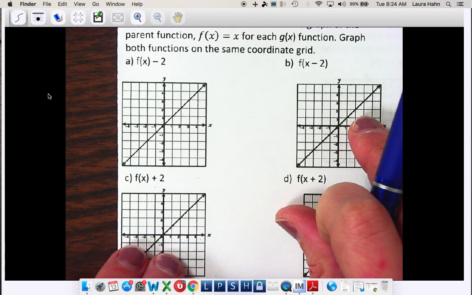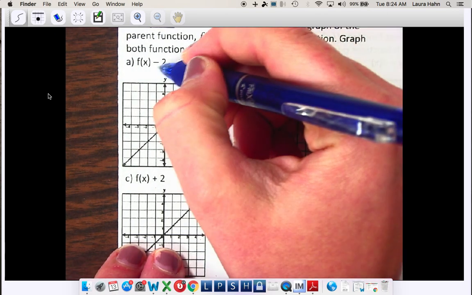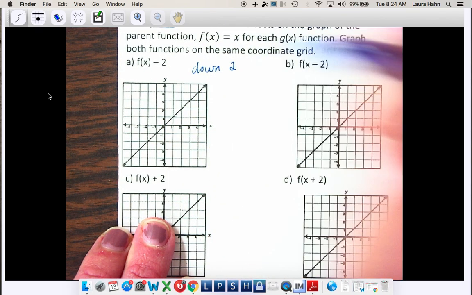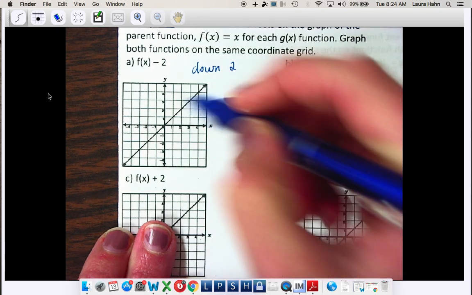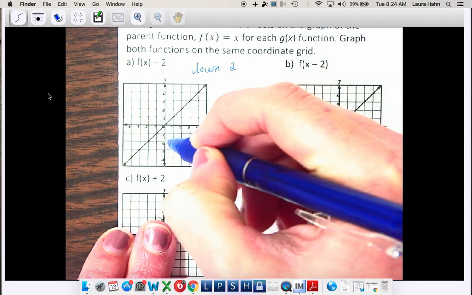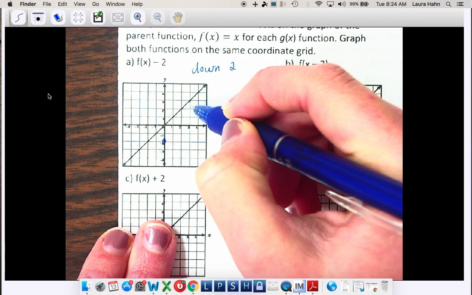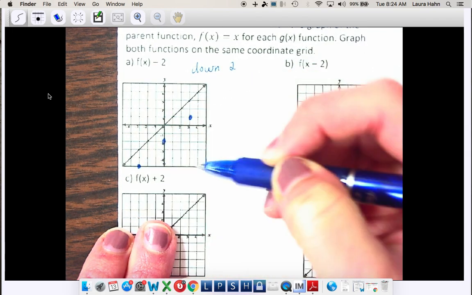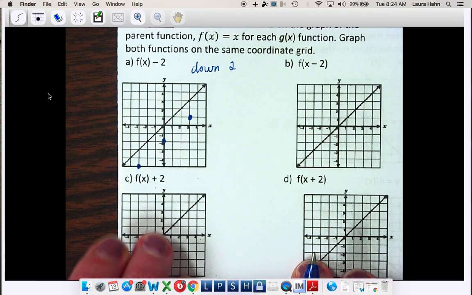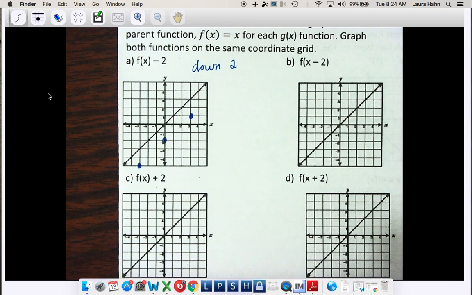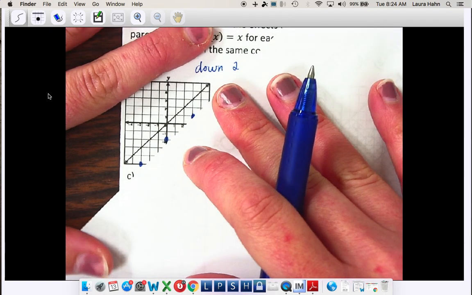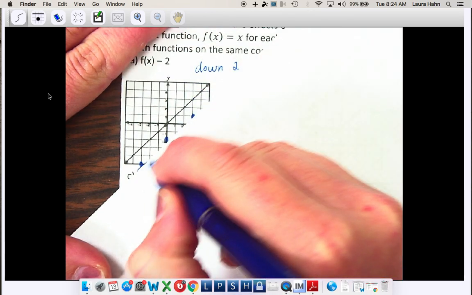Okay, so we're just going to graph what these look like. I know that I'm subtracting from the very end, so that's going to be down 2. So I'm going to take a few points and just move them down 2. So down 1, down 2, down 1, down 2, down 1, down 2. All right, so then I'm going to line them up and draw my line through them.